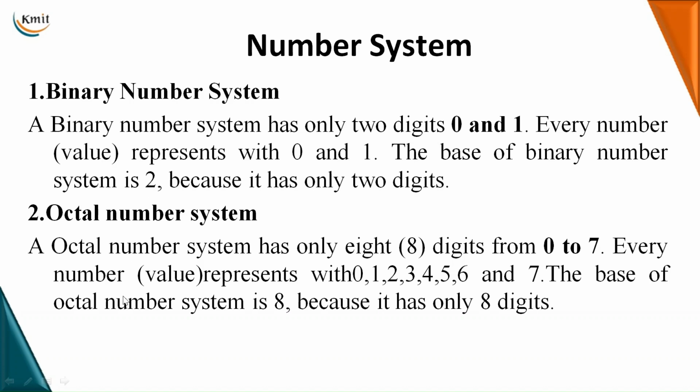Next comes the octal number system. As the name indicates, octa means 8. So it has only 8 digits, from 0 to 7, and every number that you represent has to lie between 0 and 7: 0, 1, 2, 3, 4, 5, 6, 7. It has to be represented only in this range. The base of the octal number system is 8 because it has 8 digits.